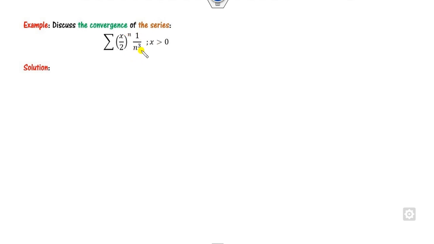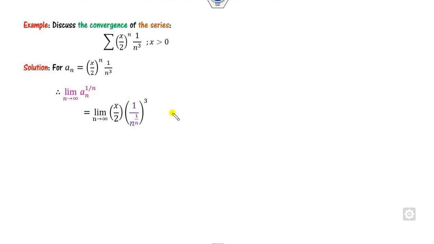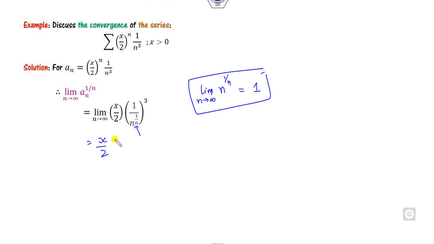Check the convergence of this. Here you can see x is greater than 0. So x greater than 0 means x can be 10 raised to power 7, x can be 10, x can be 9.3 and so on, but there is no value of x provided. Again it's a power of n, so we can apply the root test here. So we can find this root. What is the limit as n approaches infinity of n raised to power 1 by n? It is always 1. Remember that. So this value is 1. 1 cubed is 1, so the limit is x over 2.